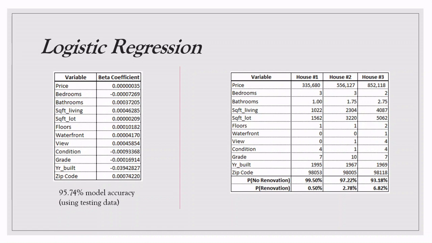Based on this accuracy, we created 3 hypothetical houses and used the model to predict the probability of each being renovated. The predictor variable details as well as their probabilities are listed on the table on the right. We can see that there's a high probability that all 3 of these houses were not renovated.